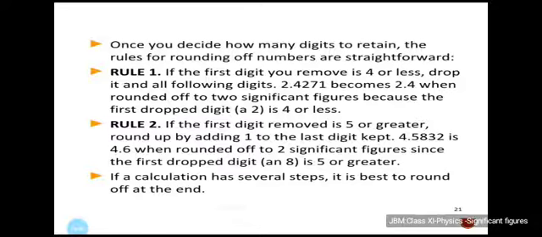Rule 1. If the first digit you remove is 4 or less, drop it and all following digits, like 2.4271 becomes 2.4 when rounded off to two significant figures, because the first dropped digit is 4 or less. If the first digit removed is 5 or greater, round up by adding 1 to the last digit kept. 4.5832 is 4.6 when rounded off to two significant figures, since the first dropped digit 8 is 5 or greater. If a calculation has several steps, it is best to round off at the end.